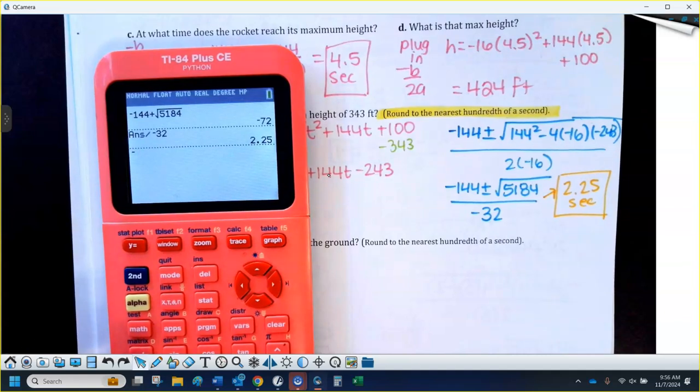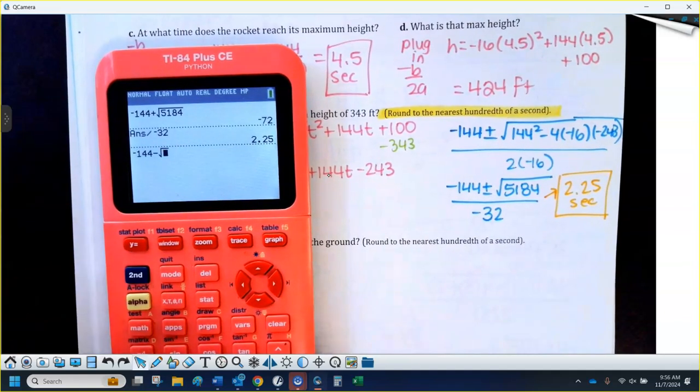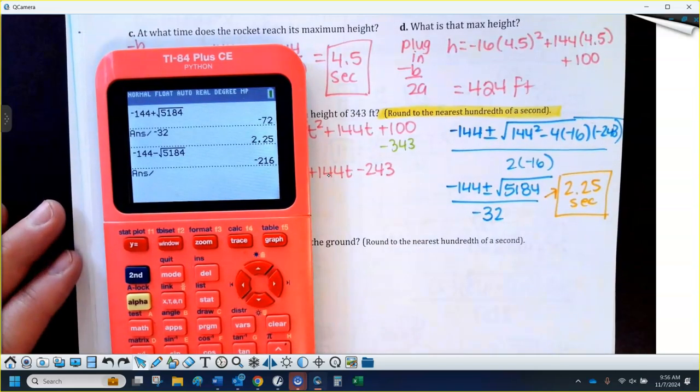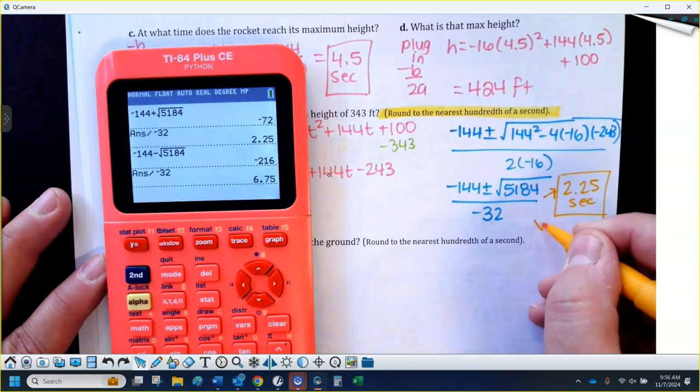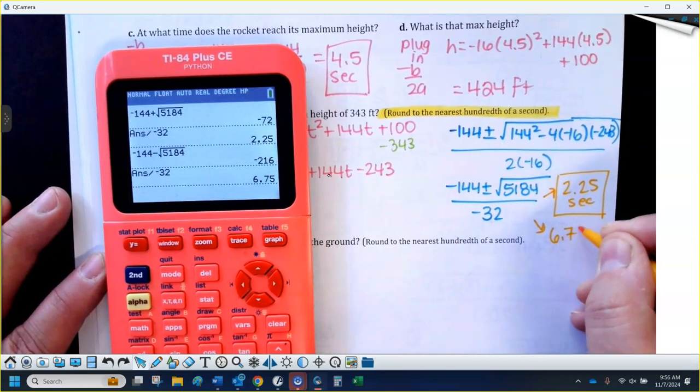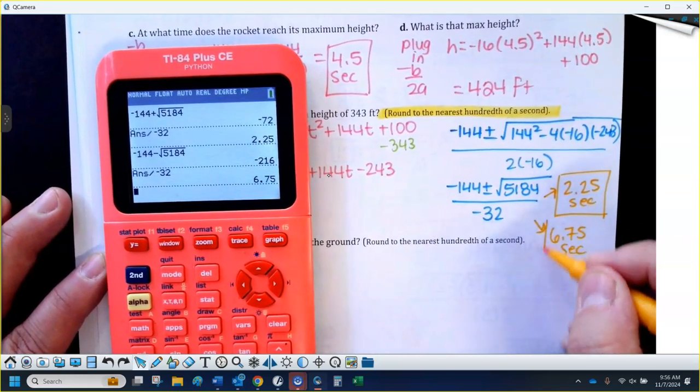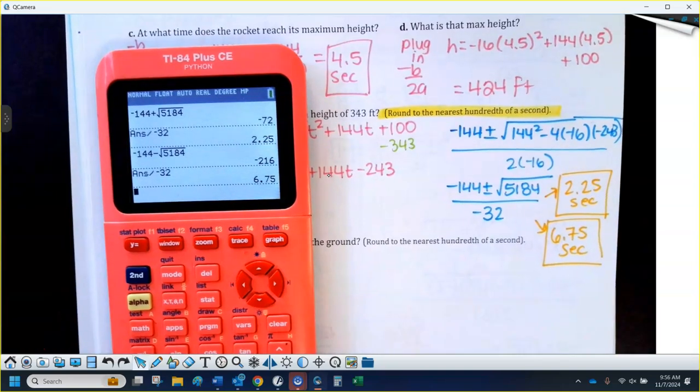So I'm going to do negative 144 minus the square root of 5184. It must be a perfect square. And then I'm going to divide that by negative 32. So my other time, 6.75 seconds. Those are actually pretty decent decimals, and that's created by that 5184 being a perfect square. If that's not a perfect square, then those probably would be more messy looking decimals.